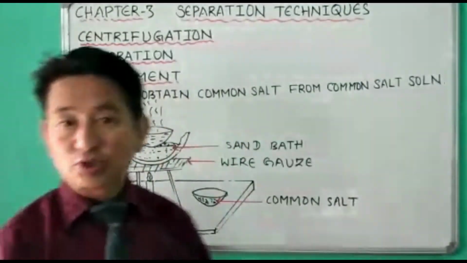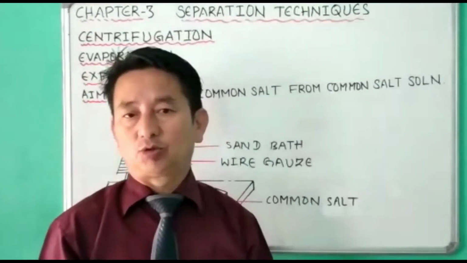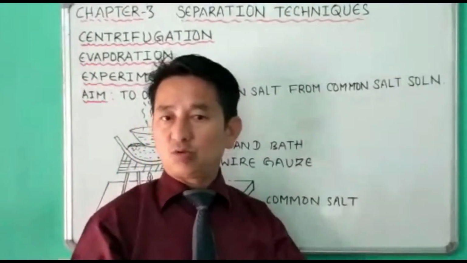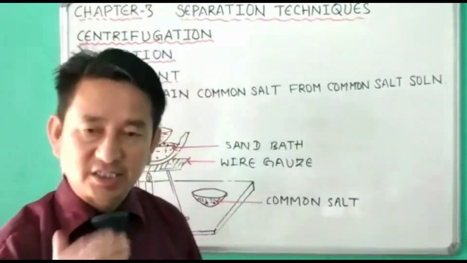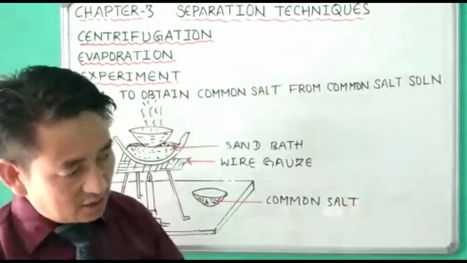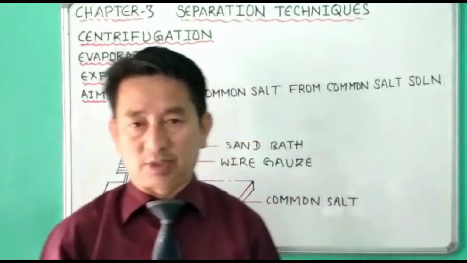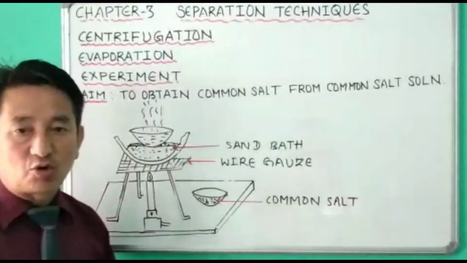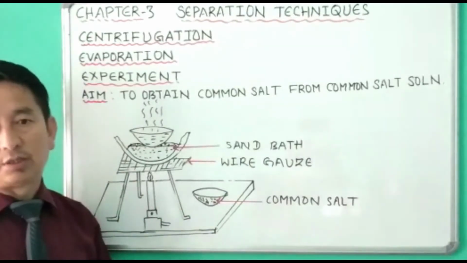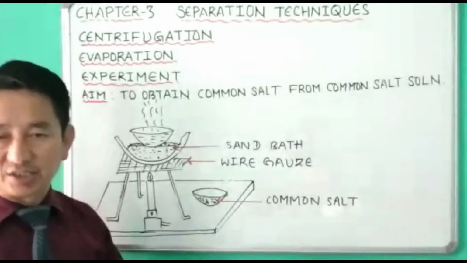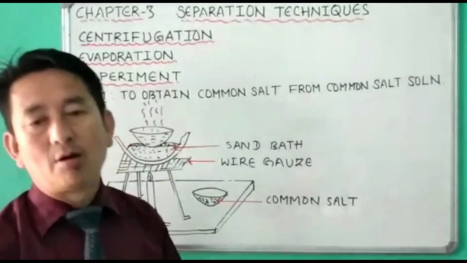Evaporation is used on a large scale to obtain common salt from sea water. As you know, sea water contains dissolved salt, and this sea water is allowed to flow into a shallow pond. The heat of the sun evaporates the water and common salt is left behind as a residue in the shallow pond.